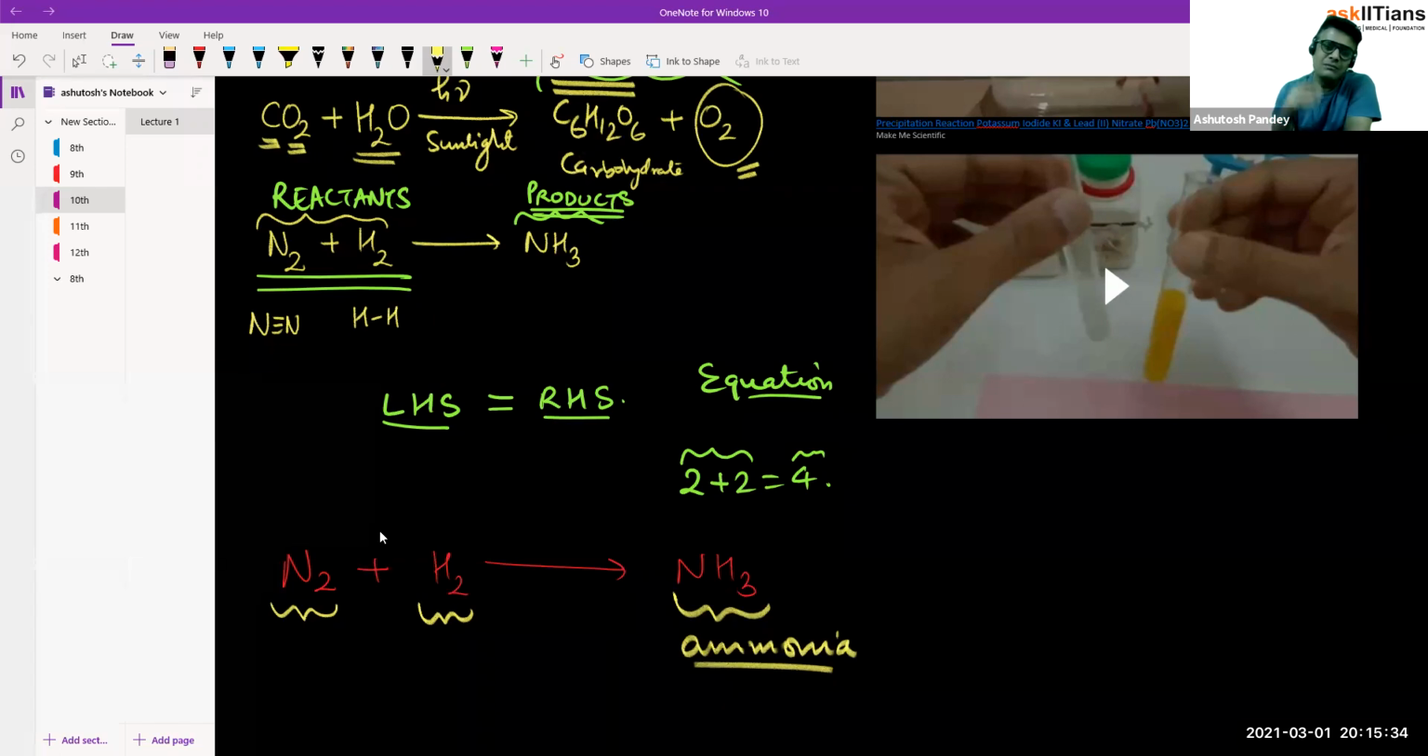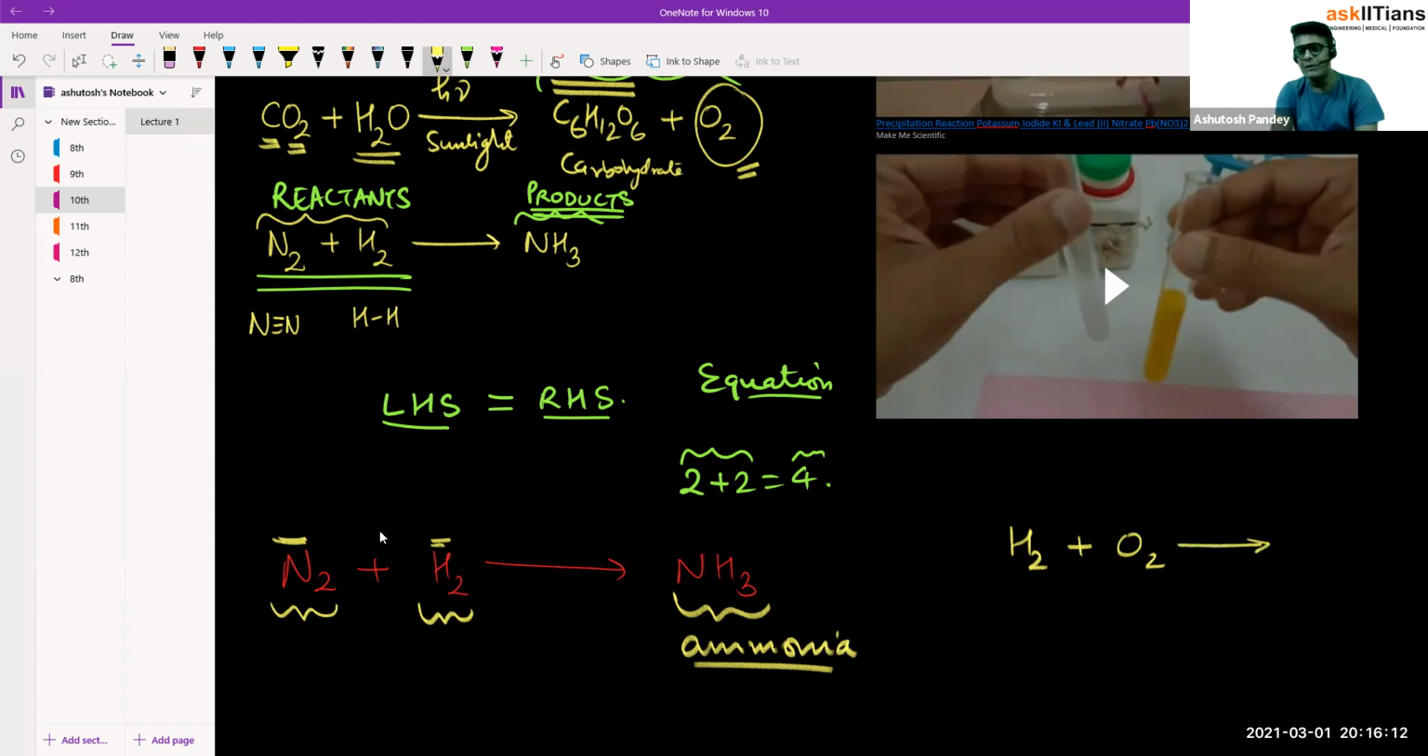Okay, it will have very different properties than these substances. Let's take one other example, like H2 and O2. We know that H2 is a highly inflammable gas. It catches fire very easily, and oxygen helps in burning, in combustion. So when these two are there, will fire be there or not? Because hydrogen catches fire easily, and oxygen helps in fire.